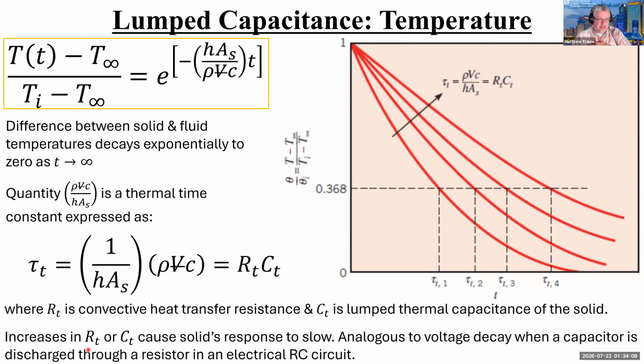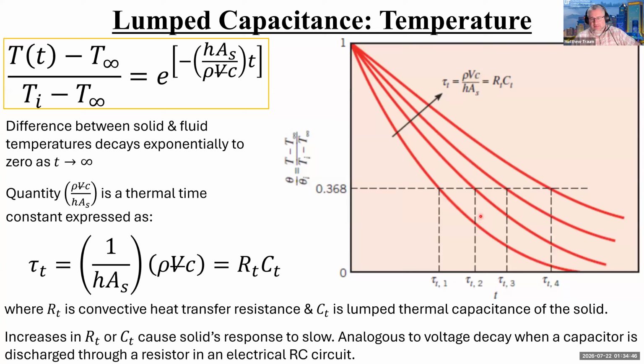Increasing the resistance or increasing the capacitance causes the solid's response to slow, right? As this number gets bigger, it's more thermal mass. As this number gets bigger, that means the convection coefficient is going down, so less heat transfer. Either one of those two things will cause the overall process to slow. And this is analogous to what you see in voltage decay in an RC circuit, a capacitor discharged through a resistor.